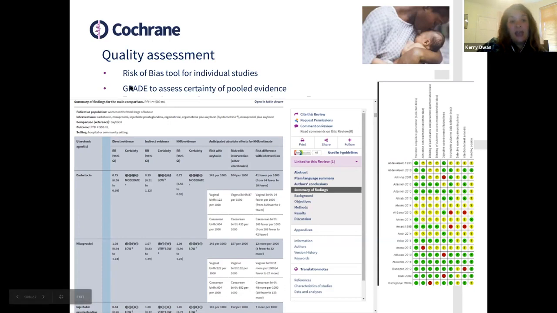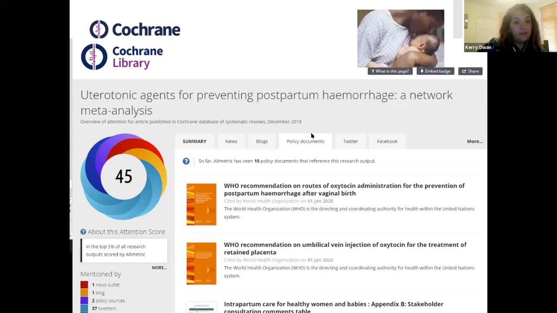One thing to mention here is that GRADE was used on this particular review to assess the certainty of the evidence. However, there is another method called CINeMA, which can be used for network meta-analysis as well. So as long as either of those two are mentioned in the review, that's fine. And then just showing you that it was actually included in WHO recommendations, this review as well. So, you know, it is highly influential.